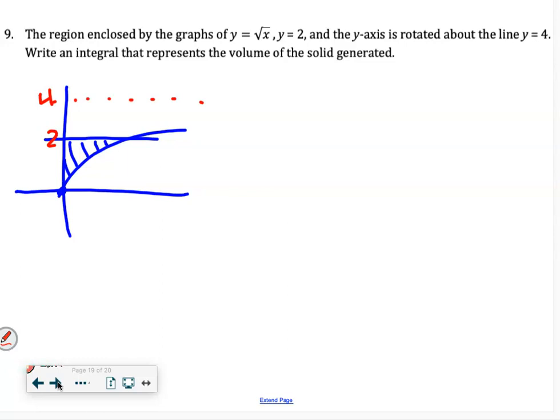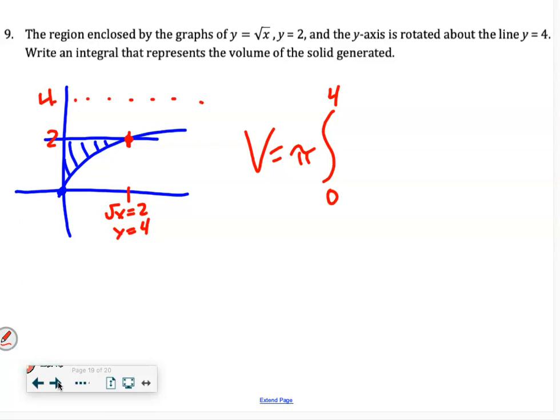Okay. So we need a big R and a little r. We always have a pi in front. We're going from 0 to something. This is where root x equals 2, right? Root x equals 2, so x equals 4. So we're going from 0 to 4. Not because of this 4, because of this 4. It's just coincidence. If we were going around y equals 5, this would still be a 4.